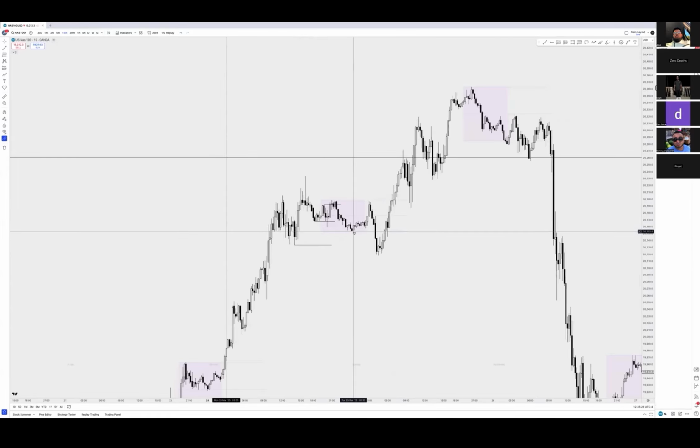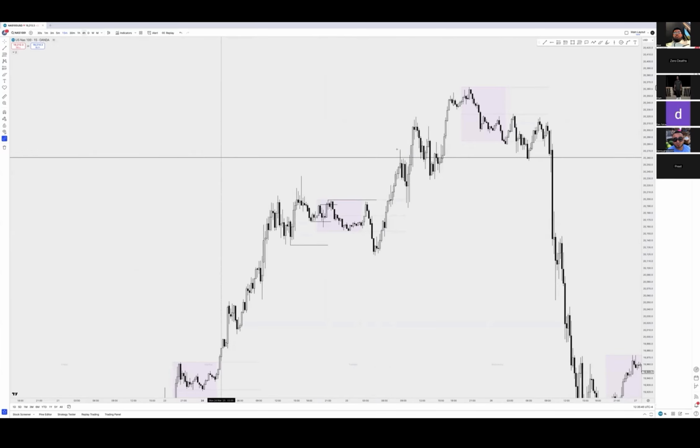Now it comes lower, okay? Has that BOS to the downside, moves higher, respects the high. So now there's liquidity above, okay? We got liquidity above, sweeps the lows. I believe this was, yeah, during London.